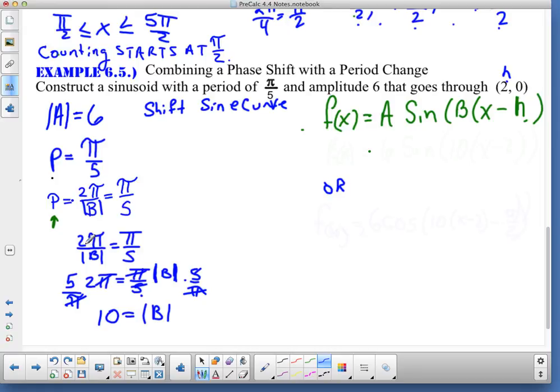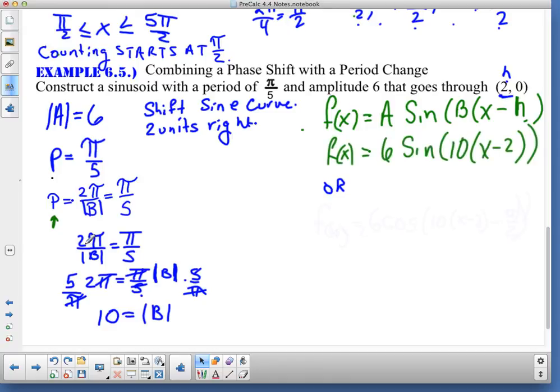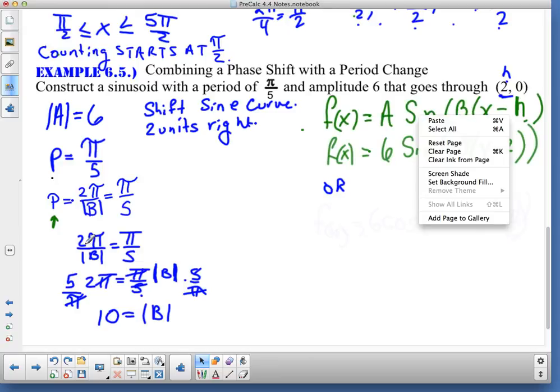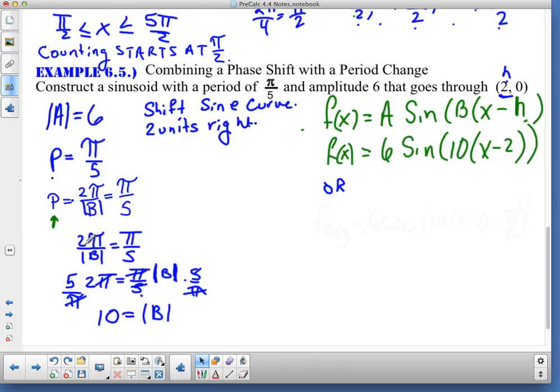So let's look at the things that I know. And remember, since it's going to start at 2, I'm going to shift the sine curve 2 units right. So in order to do that, I got to subtract 2 inside. So I'm looking at this, and I've got 6 as my amplitude, sine 10, b, and I'm shifting it 2 units to the right to take care of this. But now, remember, I was supposed to combine a phase shift with a period change, construct a sinusoid with a period of pi over 5 and amplitude 6 that goes through 2, 0.